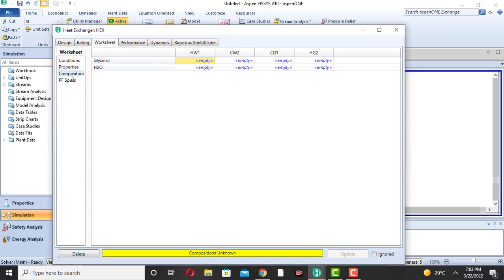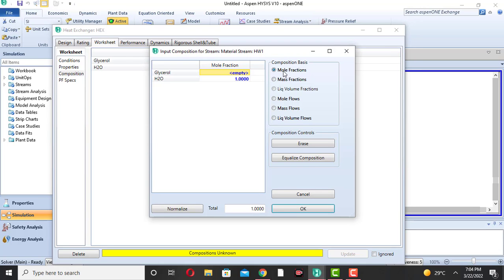Click on composition. This is the hot water inlet, cold water outlet, cold glycerin inlet and the hot glycerin outlet. This is glycerin, this is water. So come to the water. The hot water inlet is pure water. There is no glycerin in the hot water, so its composition will be 1. Mole fraction of hot water is 1 and there is no glycerin, so it is 0.